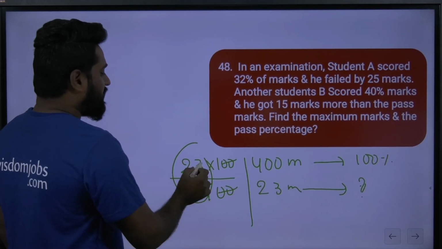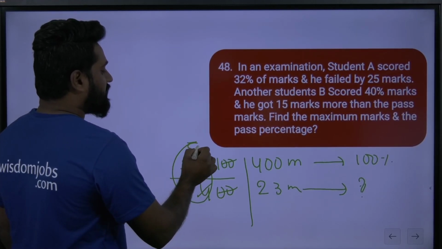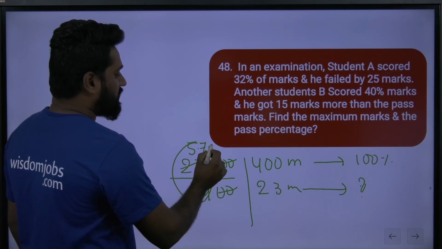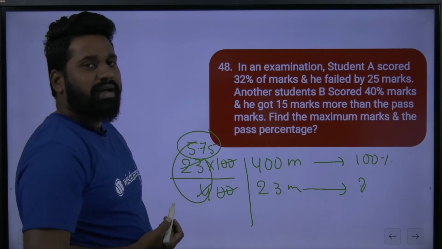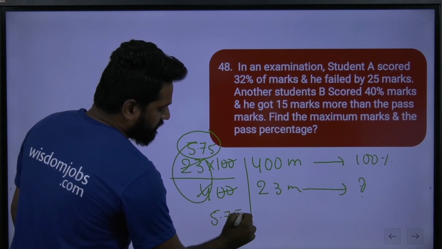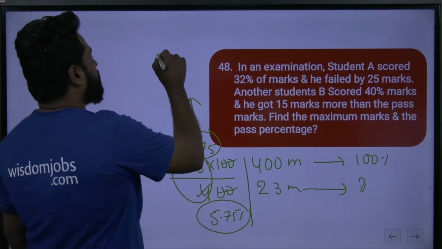That means approximately it becomes how much? So 4 6s are 24, 4 5s are 20, 4 7s are 28, 4 5s are 20. That means 5.75 you are getting. 5.75 percentage.